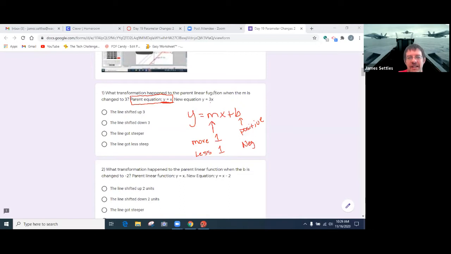All right. So we're going to look at this right here. And this right here is in front of x. And so we're going to look at this number. It's definitely slope. And so it's either going to be more than 1, okay, or less than 1. So is 3 more than 1 or is it less than 1? Well, 3 is more than 1, right? Okay, so if it's more than 1, then it has to be more steep, or in this case, steeper.